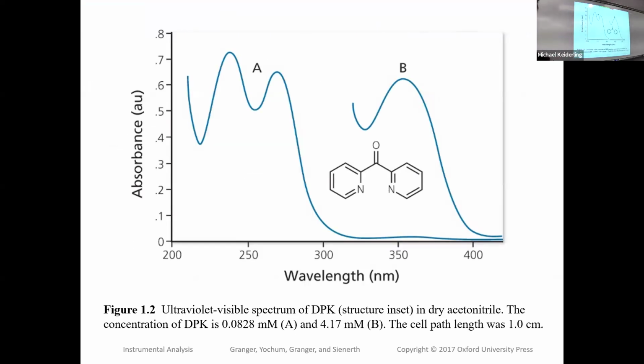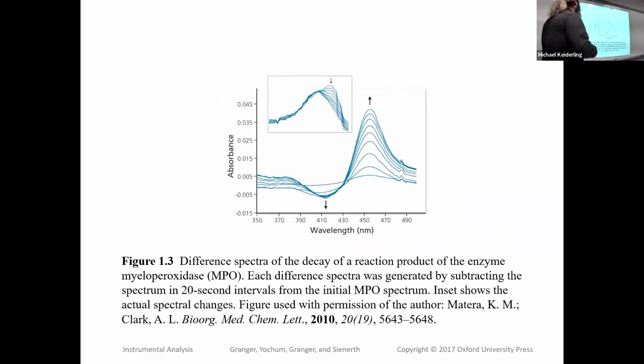So here is the ultraviolet-visible spectrum of DPK in dry acetonitrile, at concentrations of 0.828 millimolar and 4.17 millimolar. And you can see the whole thing moves as the concentration increases because of interactions with the solvent. But actually, I think this might be this peak getting much bigger also. Either way, you could do quantitative analysis quite well.